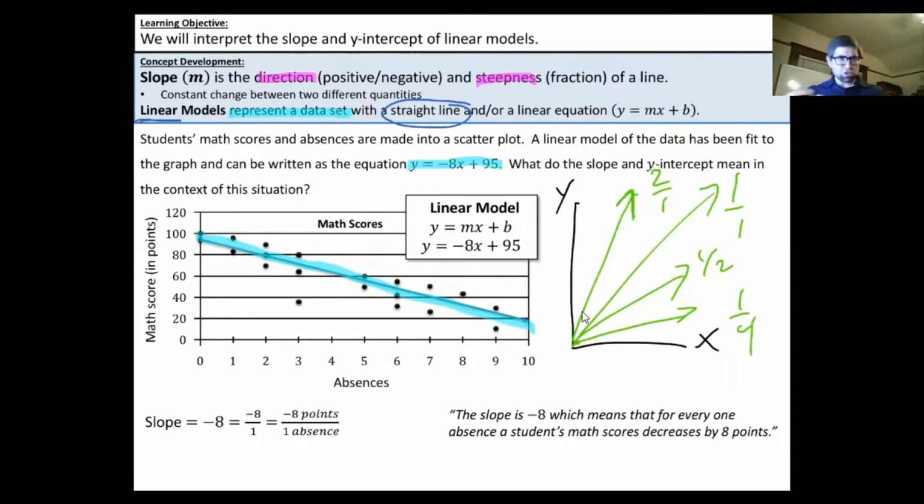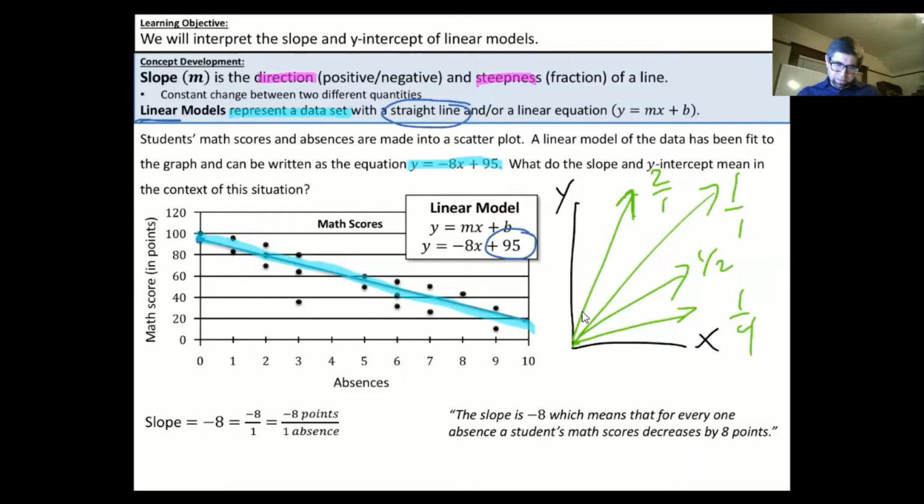Okay, so if slope is the direction and steepness of a line, let me look at this graph and see if I can understand what the slope, the direction, and the steepness can tell me about the situation. Well, I see that the line is starting at about 100 points or maybe a little bit less. Oh, you know what? That must be this 95 right here in my linear model. That must be this starting value, my y-intercept. Okay, well, if that's my starting value, what happens after that?